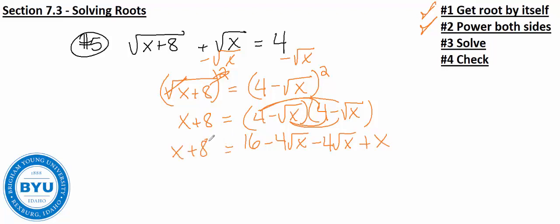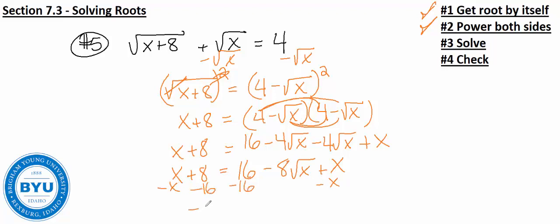We got to get everything to one side. All right, let's see. Let's combine our roots here. I get 16 minus 8 root x plus x. Let's go ahead and get this square root by itself. We'll minus the x over and minus the 16 over. That gets me negative 8 equals negative 8 root x. Okay, I got to get the root by itself, so divide by negative 8.